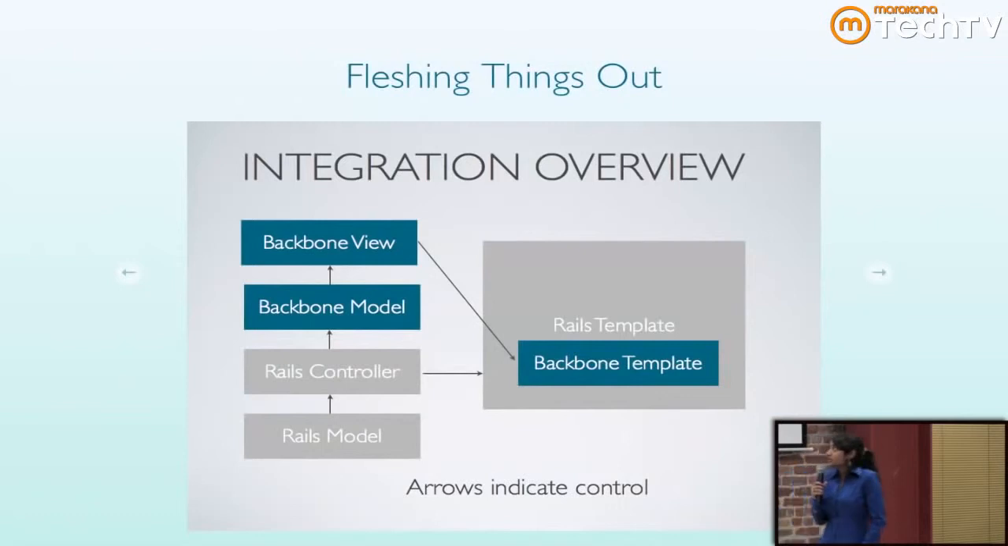This is what the interaction between Rails and Backbone looks like. The Backbone model gets information from the Rails controller, and then provides that information to the view, which deals with updating templates inside whatever Rails template you have.